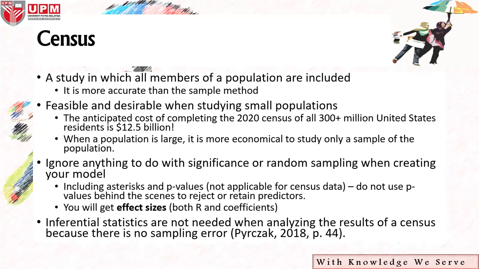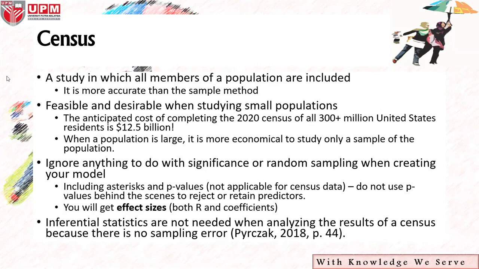Okay, so this one regarding census. So census is referring to a study in which all members of a population are included. Okay, so it is more accurate than the sample method sebenar-benarnya. Census ni dia sangat accurate lah sebab kita measure the actual population. Okay, so it is feasible and desirable when studying a small population. Okay. So ignore anything to do with significance or random sampling when creating your model.